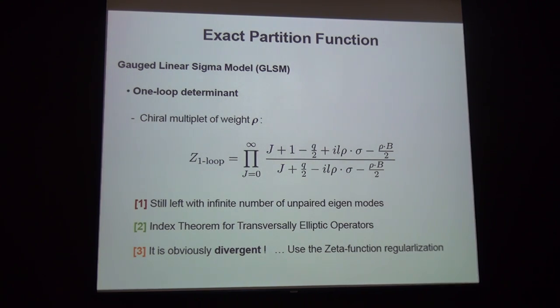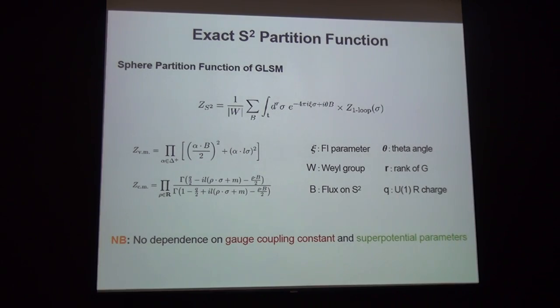All right. So as you can see, this infinite product is obviously divergent. So in order to get some final result, we need to regularize it. And today I'm going to use this zeta function regularization to get some final answer. And at the end, one can show that this exact two-sphere partition function of this two-dimensional supersymmetric gauge theory is given by these expressions. W is the Weyl group of the gauge group.